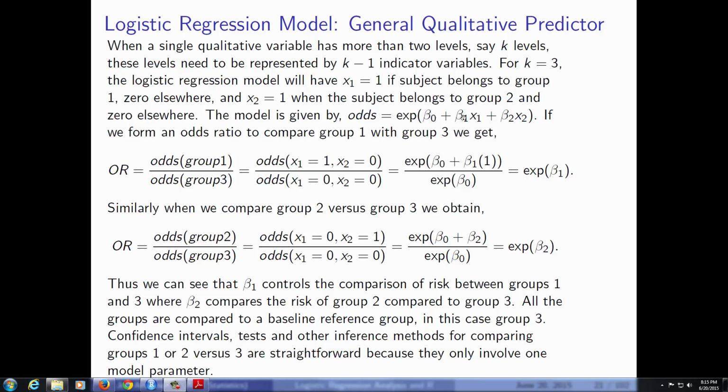So the way you would interpret this beta 1 parameter is that it controls the comparison of risk between someone in group 1 and someone in group 3. This is the comparison for 1 to 3. Likewise, if you compare group 2 to 3, you get an odds ratio of e to the beta 2. So beta 2 controls group 2 relative to group 3, the group that's left out.